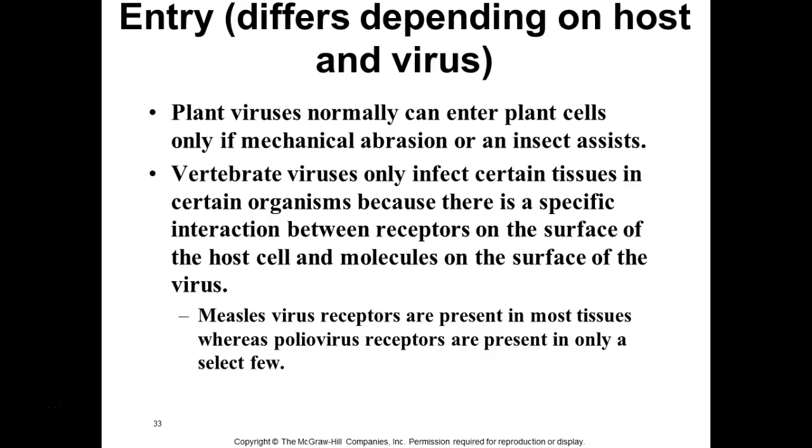Well, as we know, damage happens. Insects poke holes in them. Even wind, strong winds in a storm, can damage plant cells so that viruses can enter in.